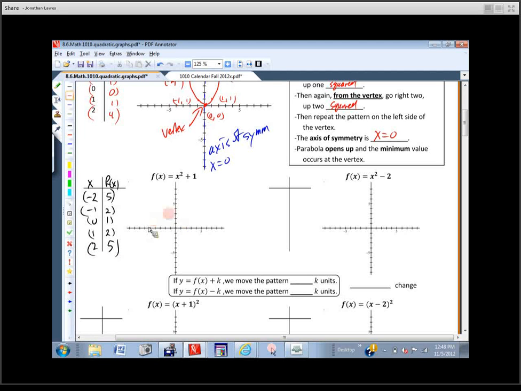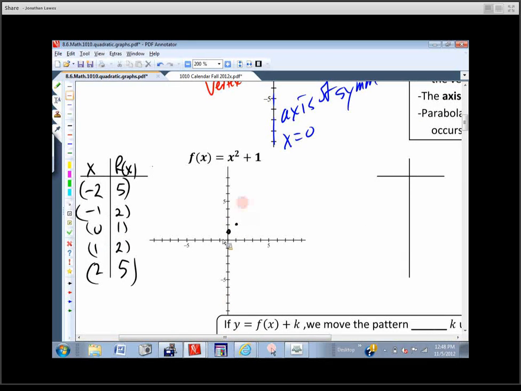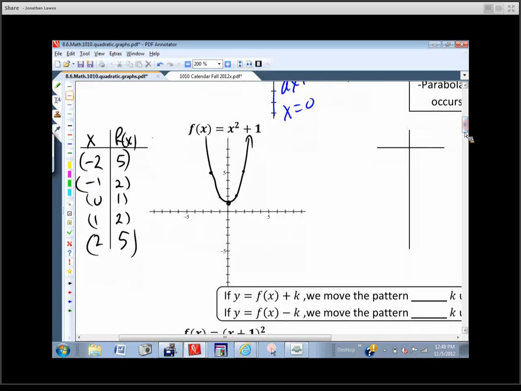So if I graph 0, 1, so that's right here, and I graph 1, 2, and I graph 2, 5, and I graph negative 1, 2, and negative 2, 5, there's the shape. Here's what I want you to notice, and this is the important part. You with me? Okay, I need everybody's eyes up here. How are we doing there? Good. I already saw the graph. Excellent. Okay. This is the important part. Not that you can make the graph, but that you understand why it does what it does.